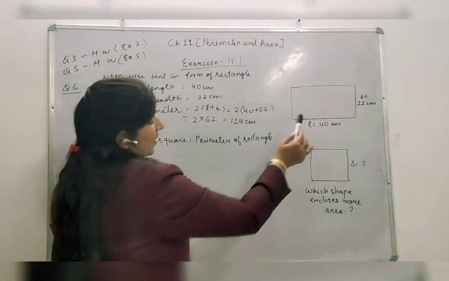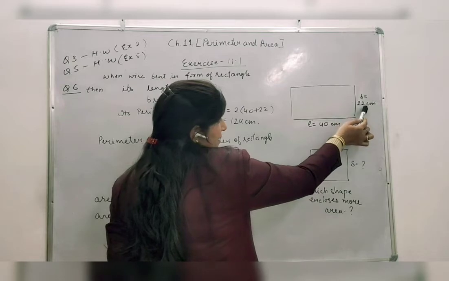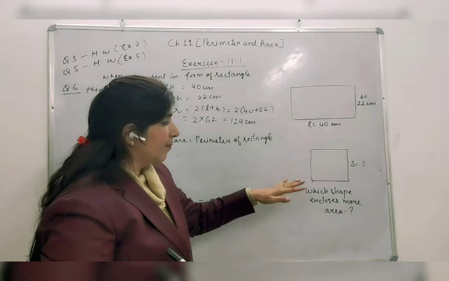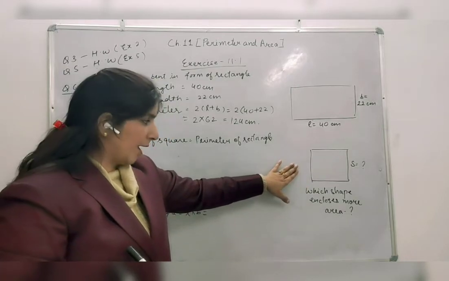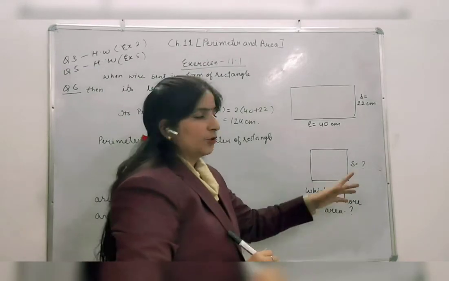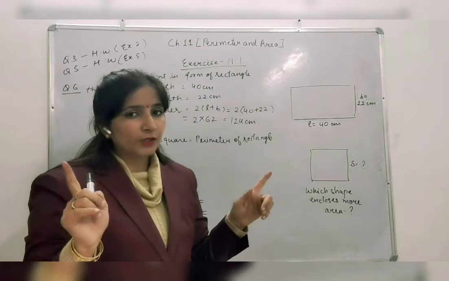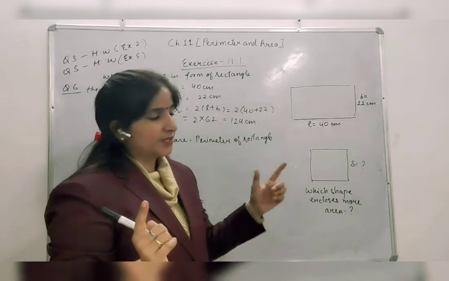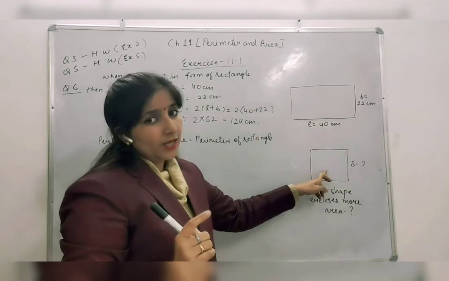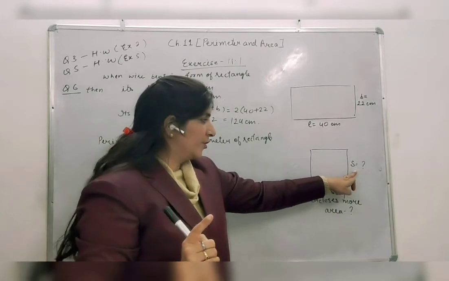A wire is bent in the form of a rectangle with length 40 centimeter and breadth 22 centimeter. And the same wire is rebent in the form of a square. For that we need to find out the side. We don't know the side. What we know is only the length of the wire, meaning the perimeter that we can find out from this rectangle, and that perimeter will be the same for this square. And from this perimeter we can find out the side of this square.